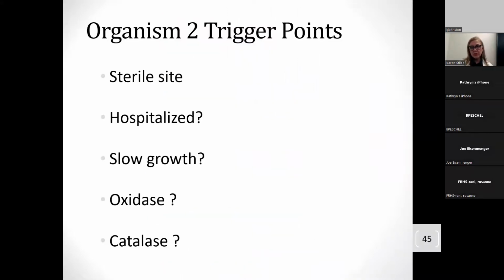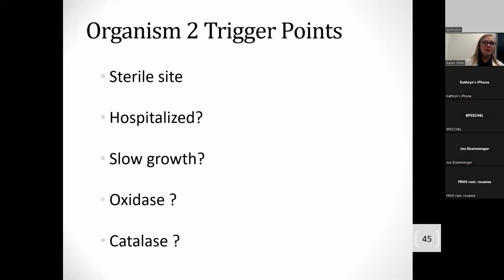Okay, so what are our trigger points? Let's think about this. Even before we did the biochemicals, it's a sterile site. This patient was hospitalized. This is a slow grower, although your unknown probably wasn't. I'm thinking we here had good growth at 24, didn't we, Becky? Fairly good growth, I thought. Yeah. So is that a possible thing that we can say, okay, it grew so well, we can rule it out?